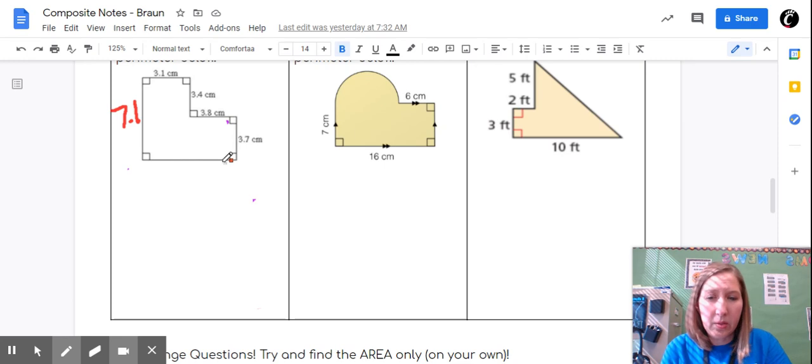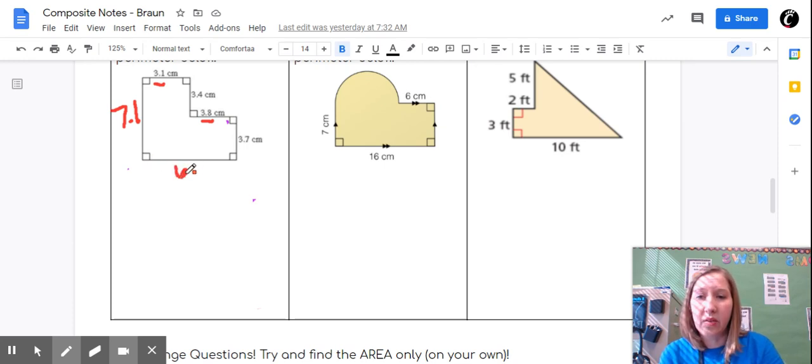But what I did already have is that this side here was 7.1. And I erased this bottom part because I knew that this part over here was 3.8, but if I want to know the full length of this side, I'm actually going to add 3.8 and 3.1 together, which is going to give me a side length of 6.9. So now I have all of my sides labeled and I can add those together for the perimeter.